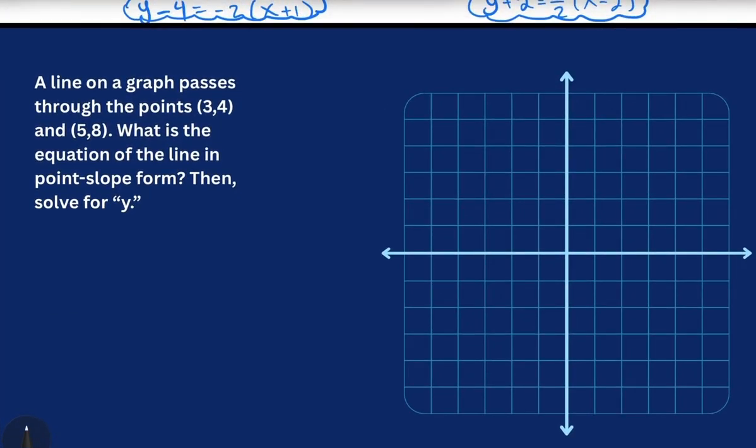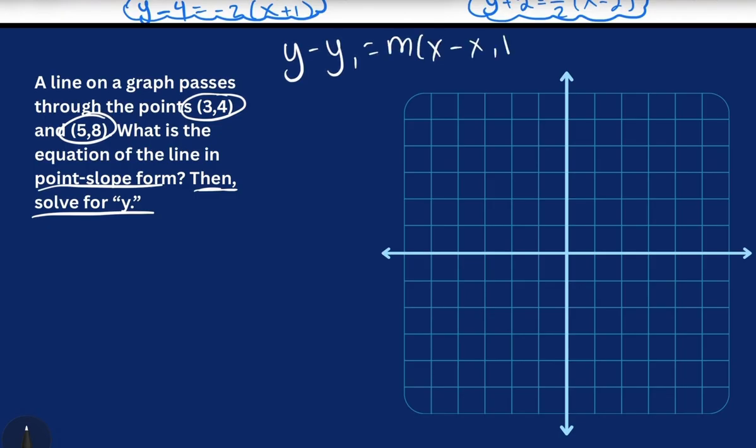Now let's work on this last example. A line on a graph passes through the points 3, 4, and 5, 8. What is the equation of the line in point-slope form? Then solve for y. Well, point-slope form, let's recall, is y minus y1 equals m times x minus x1.